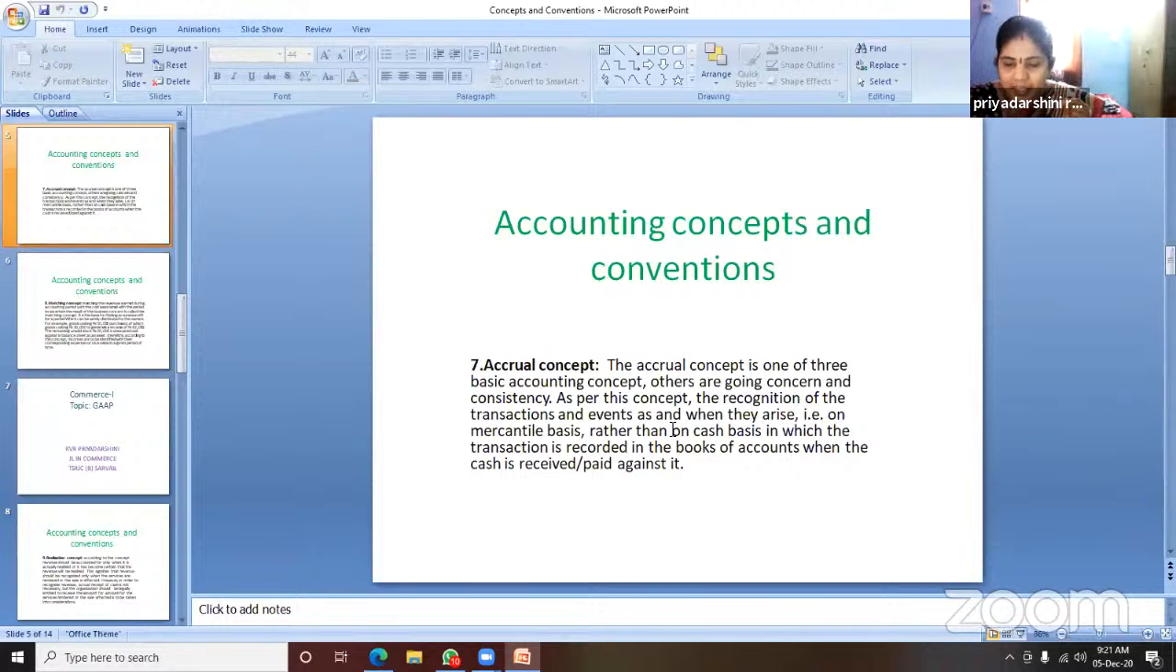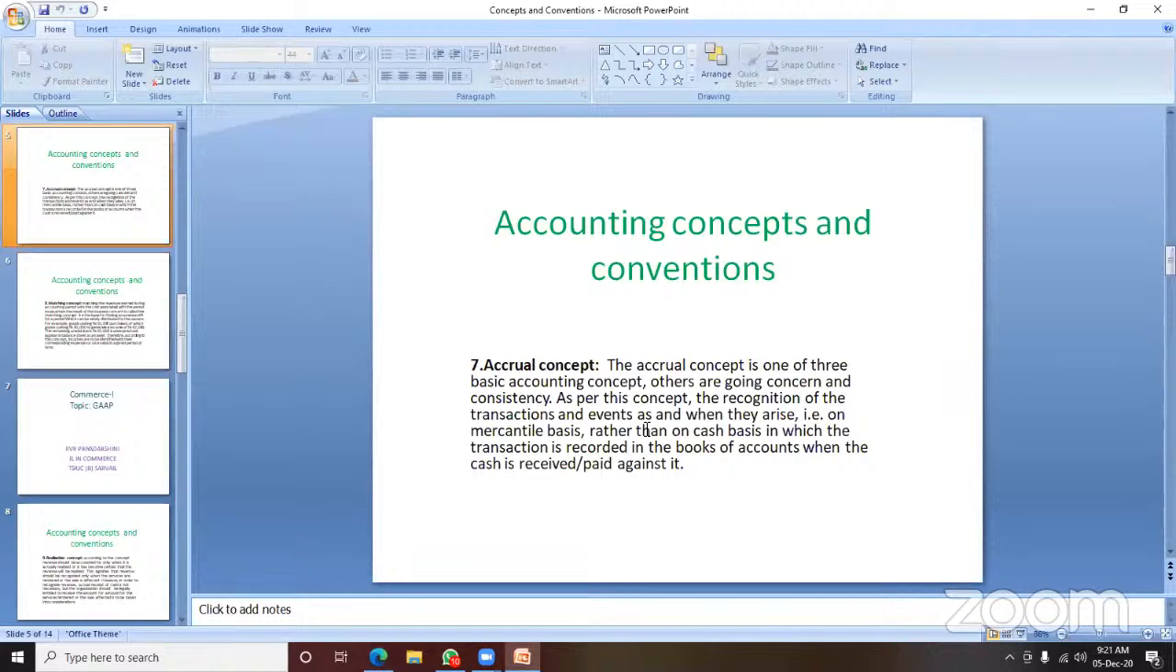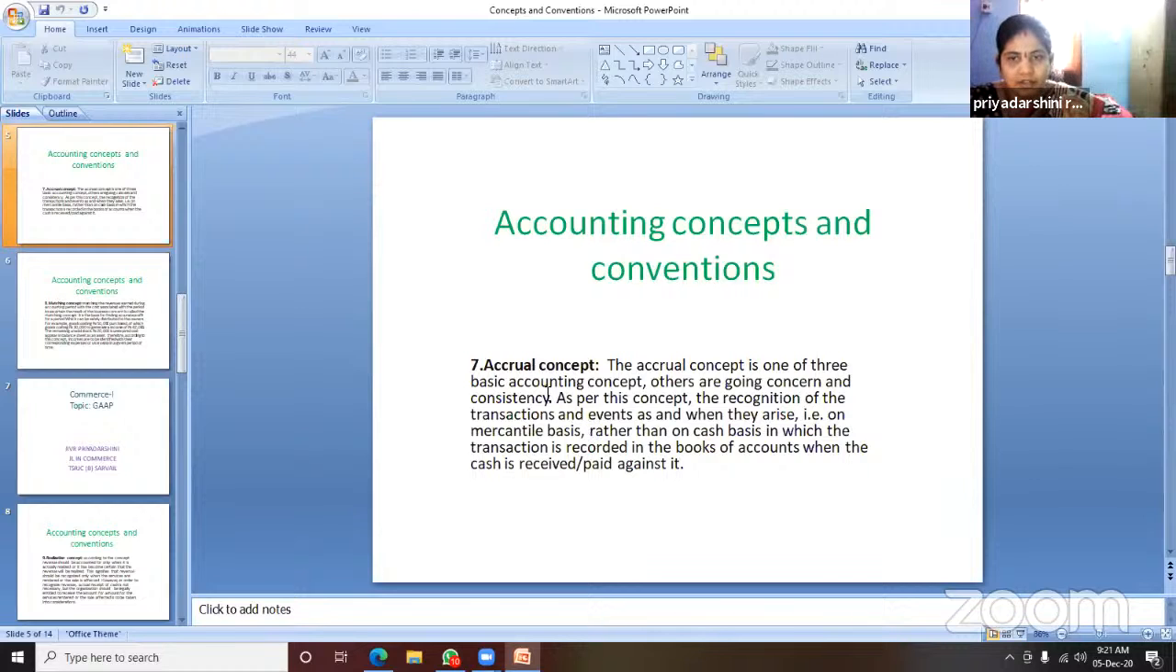Prepaid expenses, similarly income receivable and income received in advance, are shown separately in the books of accounts under the accrual method. So this is regarding the accrual concept. Under the accrual concept, we consider transactions and events when they arise, not when they are realized. So it is purely under mercantile basis.